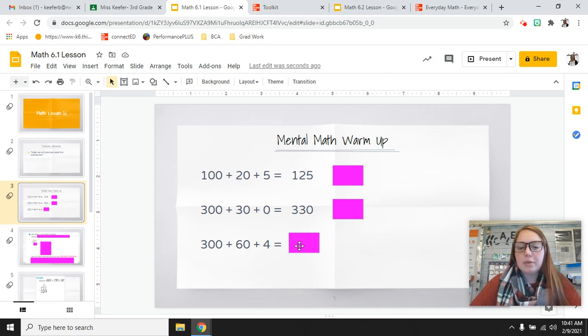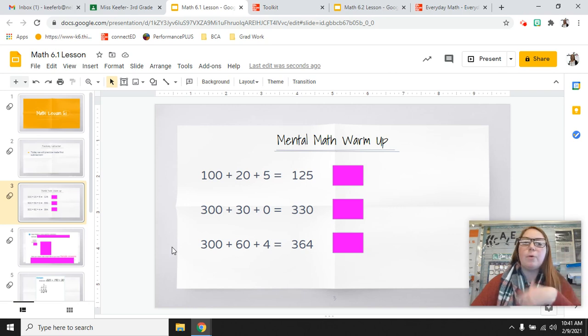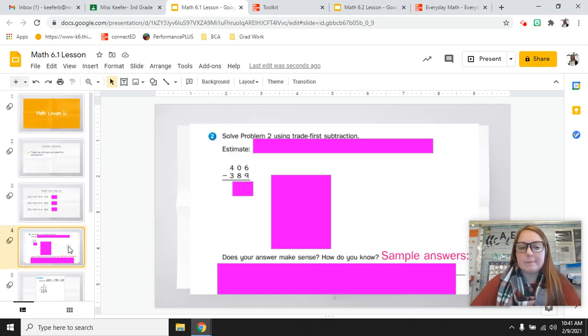And our last one, 300 plus 60 plus 4. That would be 364. We have 3 in the hundreds place, 6 in the tens place, and 4 in the ones place. So think about place value as we go through our subtraction practice.